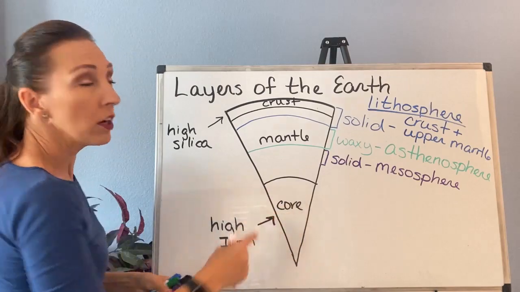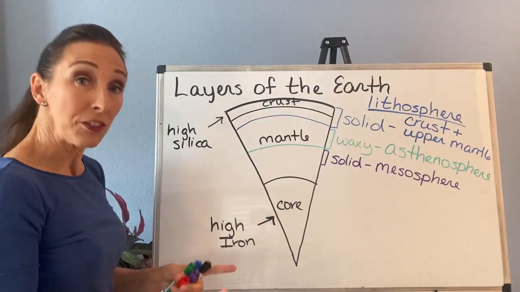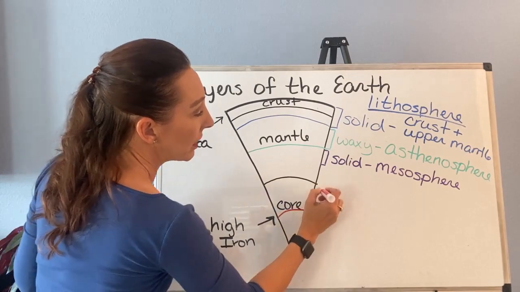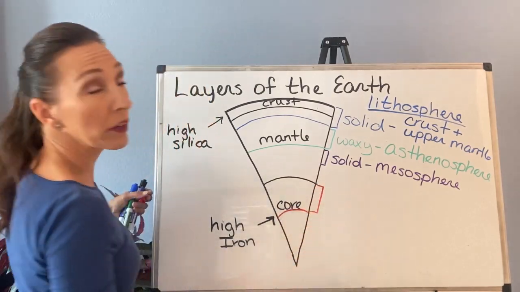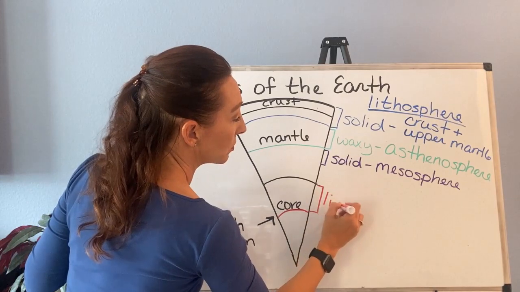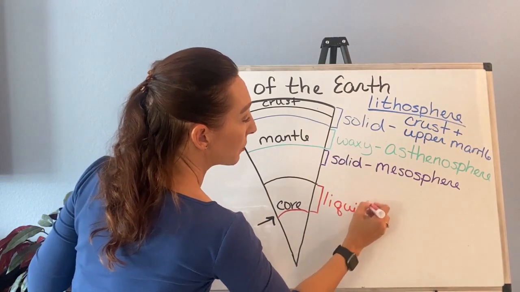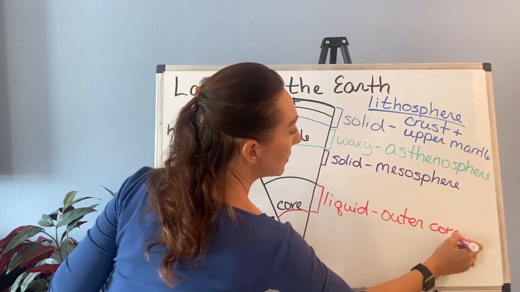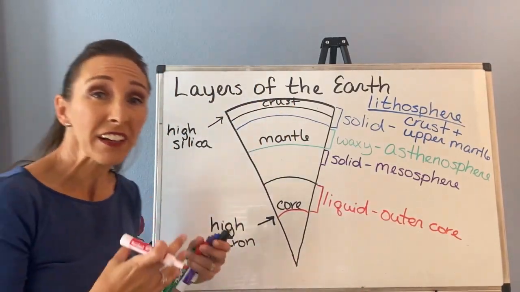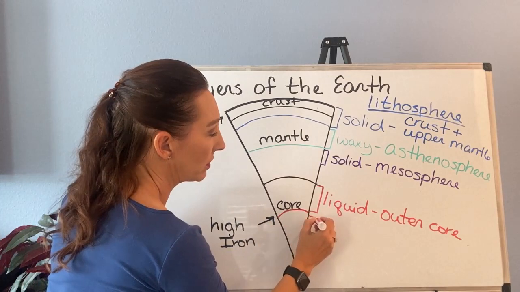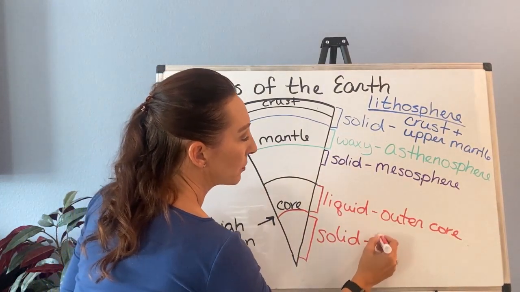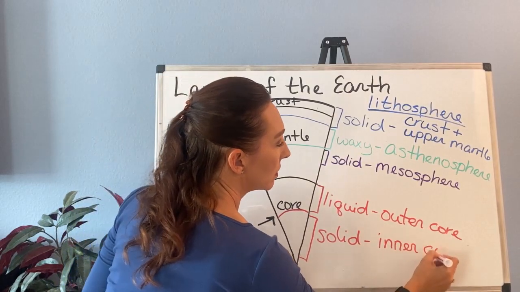All right, now if we continue down, again, we're just talking about behavior. We have our core, which is basically all iron. But what's interesting about it is that the outer core, so I'm going to draw a little line here, this right here is going to actually be a liquid. So liquid, and we call that the outer core. Nice and easy. And then the very, very center is going to be solid. So right down in here, we have a solid again, and that's going to be called our inner core.